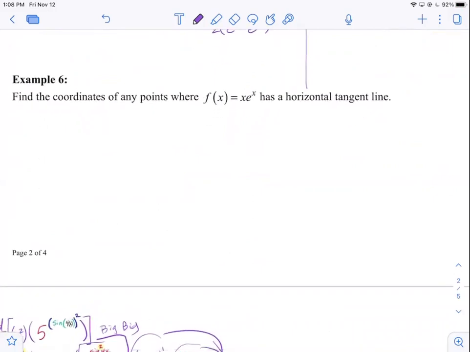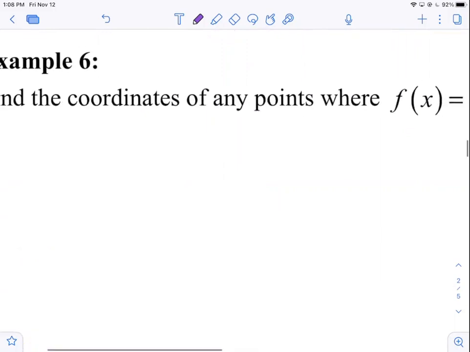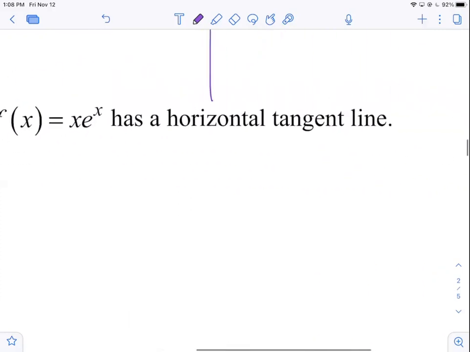All right, example 6, an application. Find the coordinates of any points where x times e to the x has a horizontal tangent line. Again, coordinates usually implies x comma y. If we can find the x values, finding the y values is not a big deal. We can just plug them each in, or however many there are, into f of x. So that's the main task there, but you do want to answer the question: find the points on this graph where we have horizontal tangents.